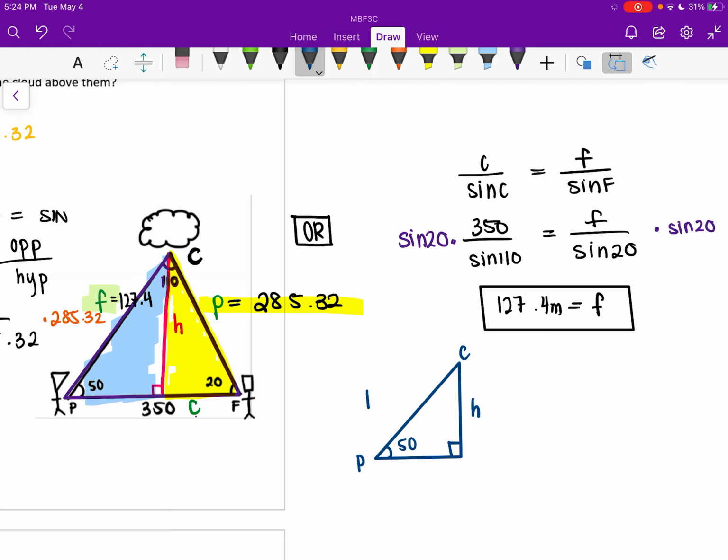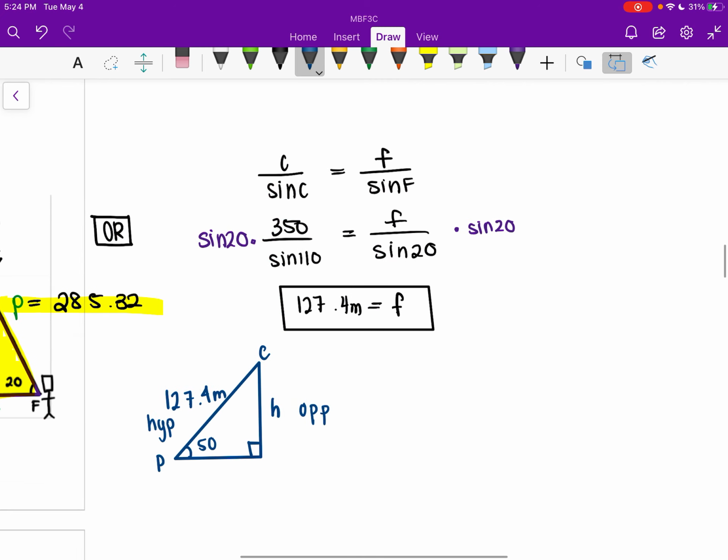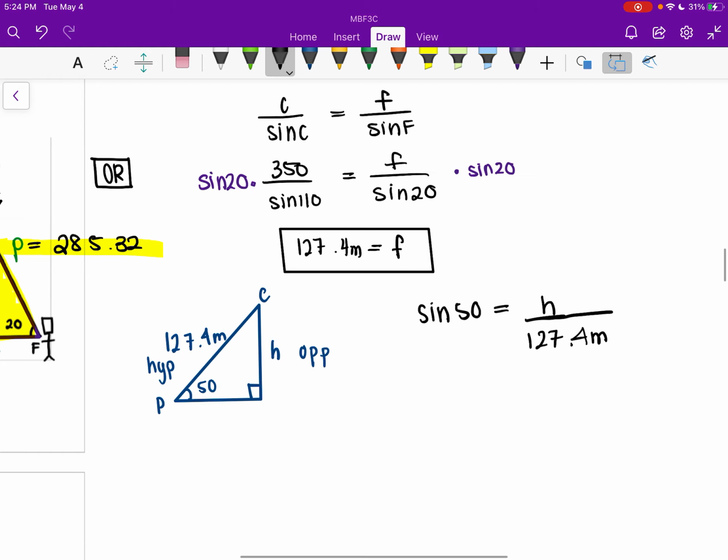I know that the hypotenuse is 127.4 because that's what I just found. I have the opposite and I have the hypotenuse, so I'm still going to use the sine ratio. It's just now my sine is going to be sine 50 is equal to height over 127.4. And even though the numbers are different, notice that you're going to get the same answer.